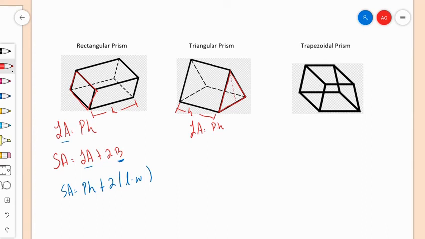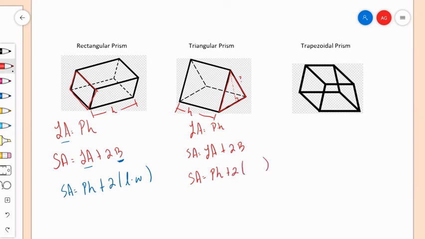Now, when we're finding perimeter, sometimes you're going to be given the height of the base, or the height of the triangle, and we're going to have to use the Pythagorean theorem to find some of these sides, and we'll do some of those problems in a later video. For right now, my total surface area would be lateral area plus 2 times the base. And if we write it one more time, we have perimeter times height plus 2 times the area of the base.